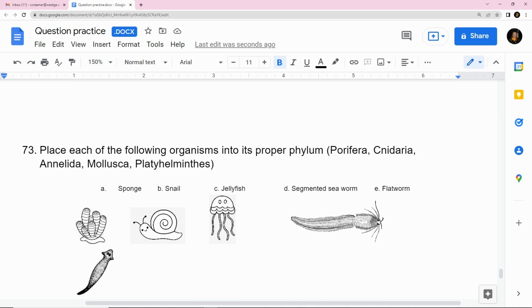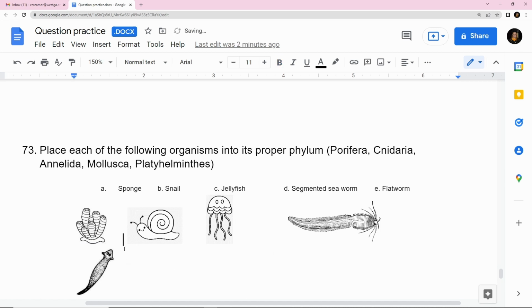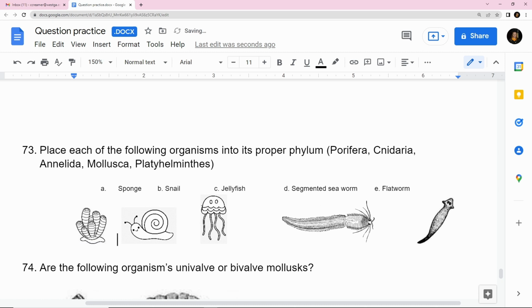Next question. Place each of the following organisms into its proper phylum. So our options for phyla are Porifera, Cnidaria, Annelida, Mollusca, and Platyhelminthes. We have a sponge, a snail, a jellyfish, a segmented worm, and a flatworm. Looks like our flatworm moved down here. Let's see if we can move him back over. There we go. So first, a sponge. What phylum should we put the sponge in?